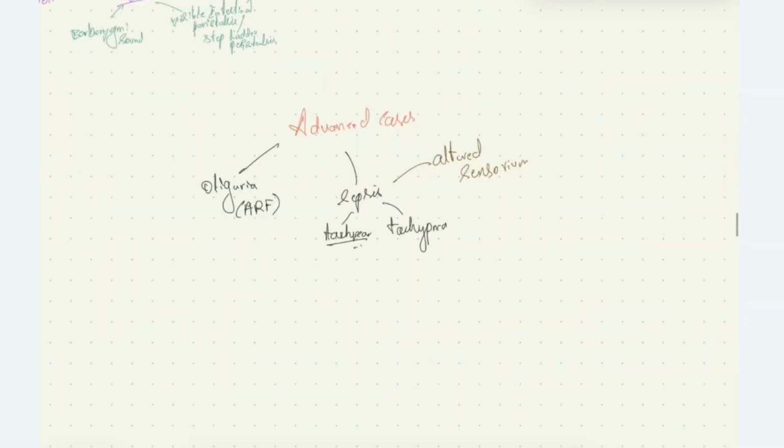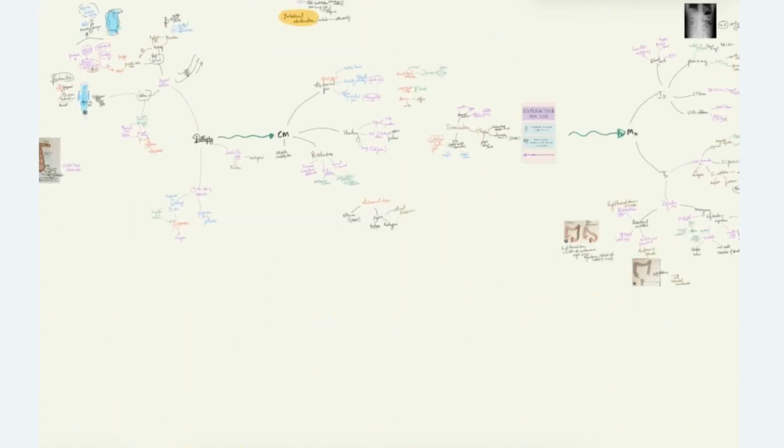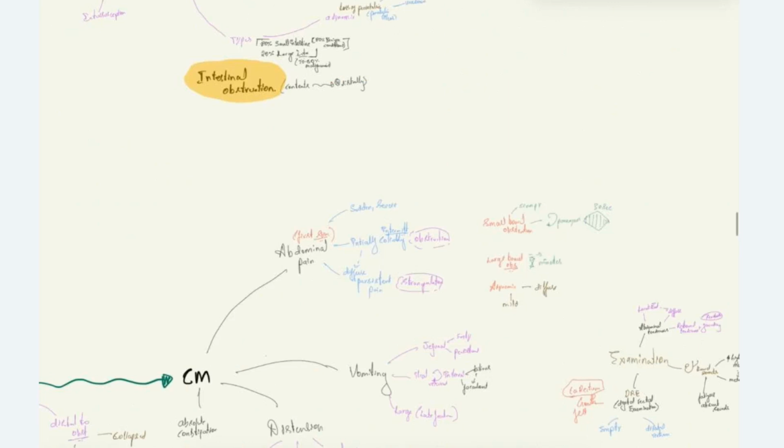In advanced cases, the patient can have oliguria. The patient can have dehydration in intestinal obstruction secondary to impaired mucosal permeability and bacterial infection. So due to dehydration, the patient can have acute renal failure and will have oliguria. Due to sepsis, the patient can have tachypnea, tachycardia, and altered sensorium in advanced cases. This is about the clinical manifestations seen in intestinal obstruction.